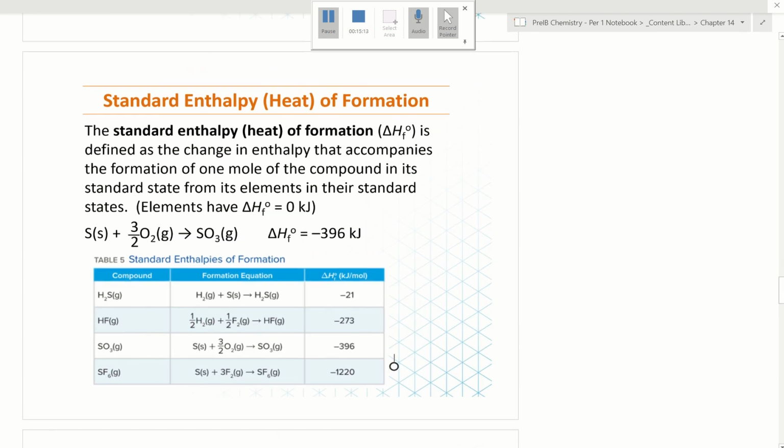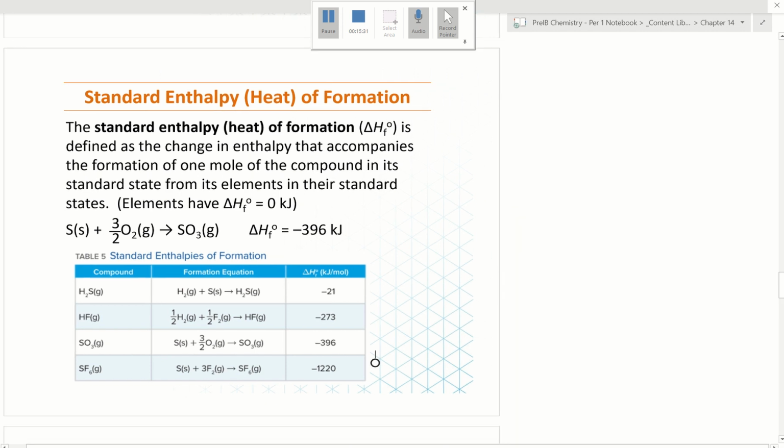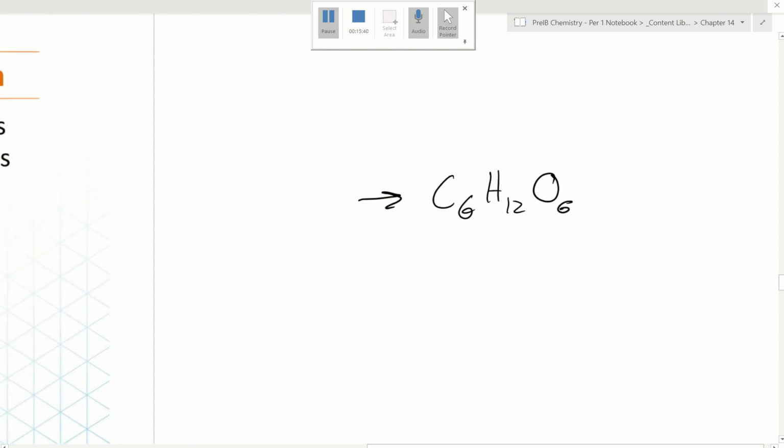All right, standard enthalpy of formation. A standard enthalpy of formation is defined as the change in enthalpy that accompanies the formation of 1 mole of a compound in its standard state from its elements in their standard states. So I could take anything. I could take C6H12O6 and say, what's the enthalpy of formation of this?